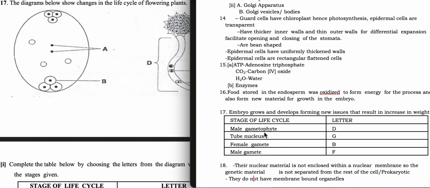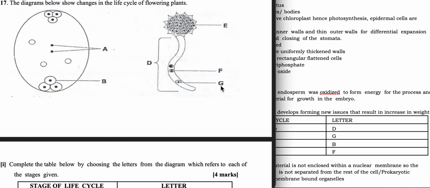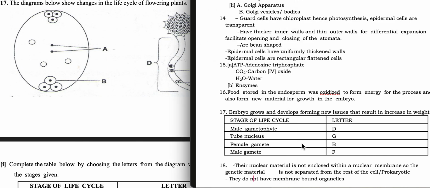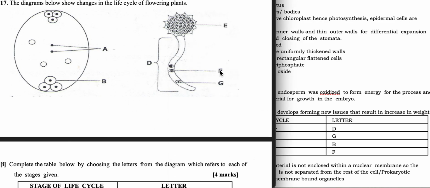So the male gametophyte is part D. Tube nucleus is part G. Female gamete is part B. Male gamete is part F.